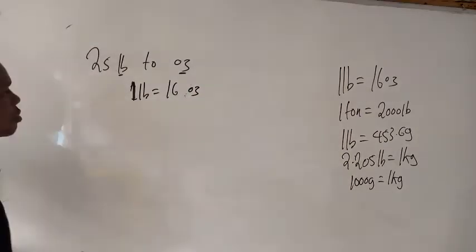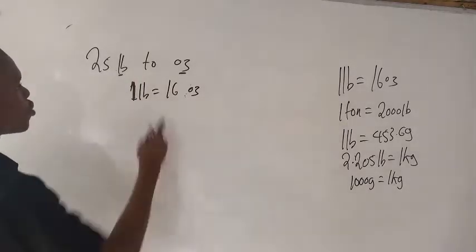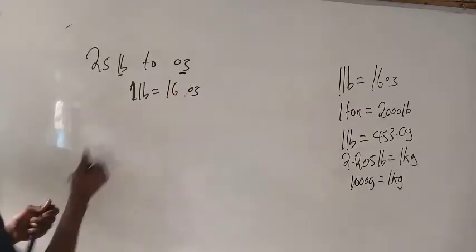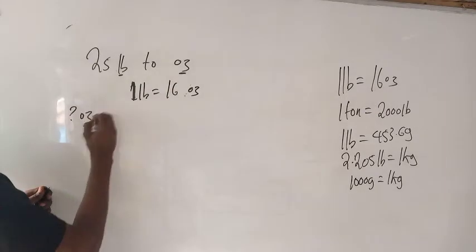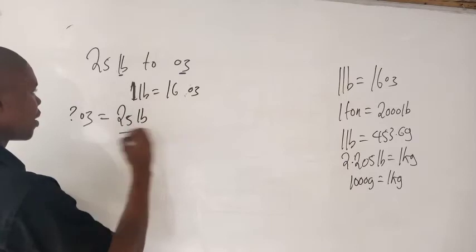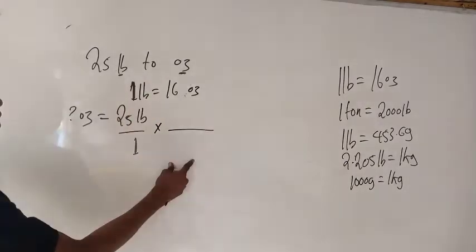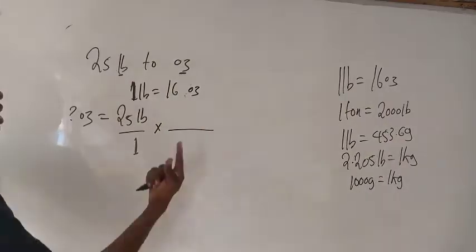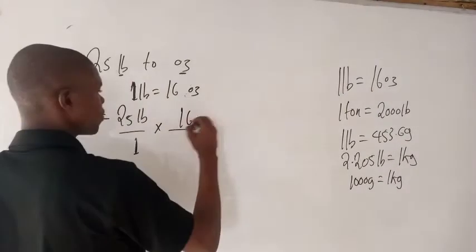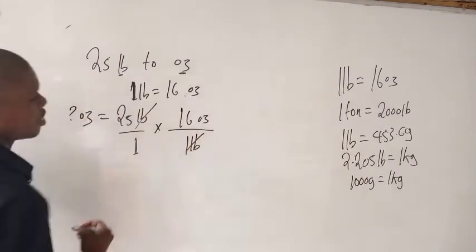Right? So now I'm going to arrange it in such a way that you cancel out units. Remember, our final destination is ounce. So we're going to do ounce equals what are we converting? We are converting 25 pounds over 1 times. Of course, this one will move down and the pounds can cancel out. So we're going to have 16 ounce here, and we have 1 pound here. So this guy and this guy will go out, right?